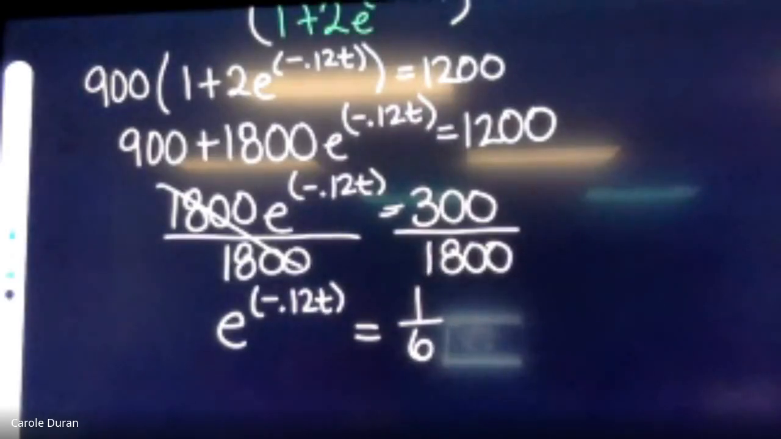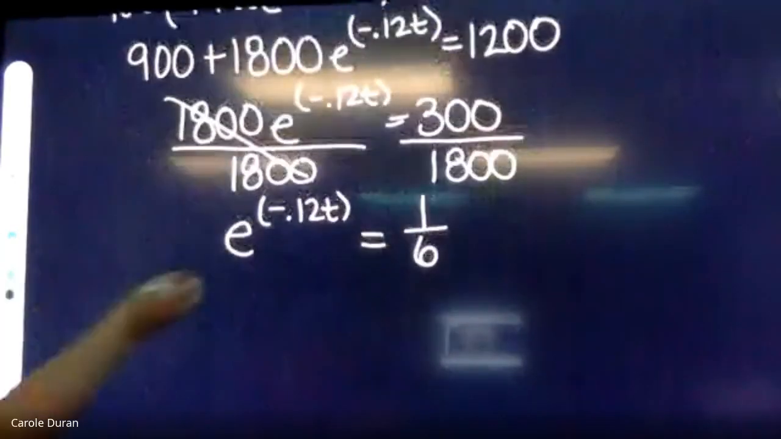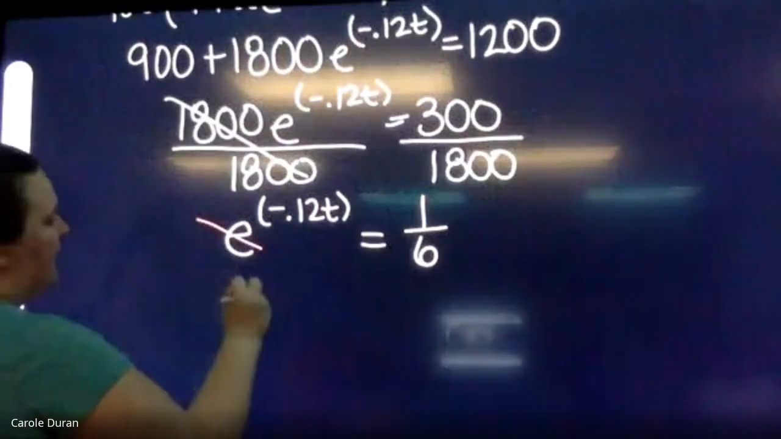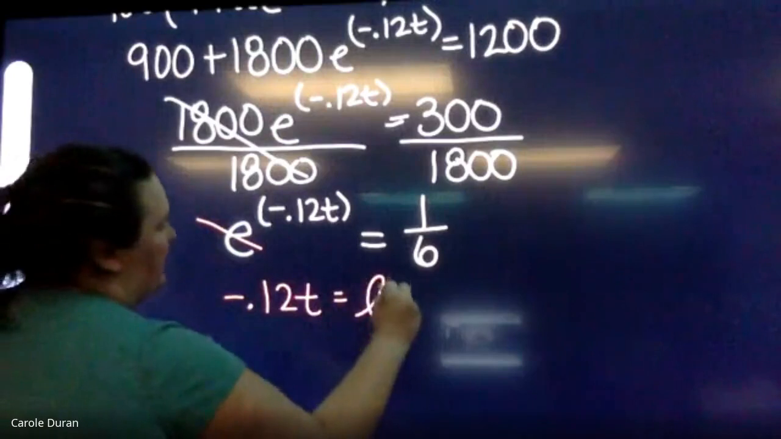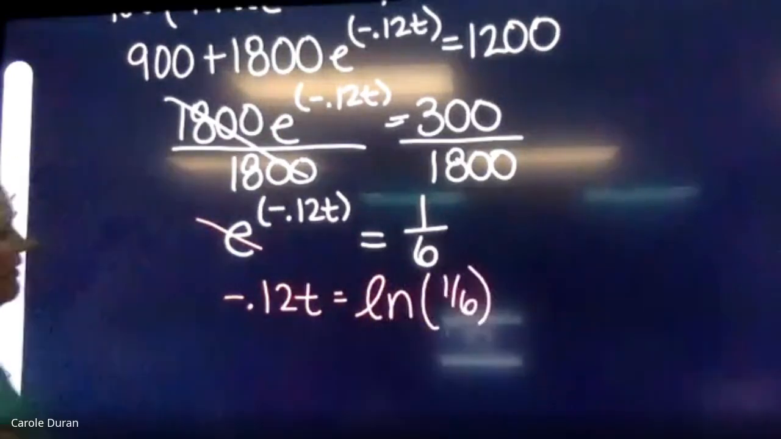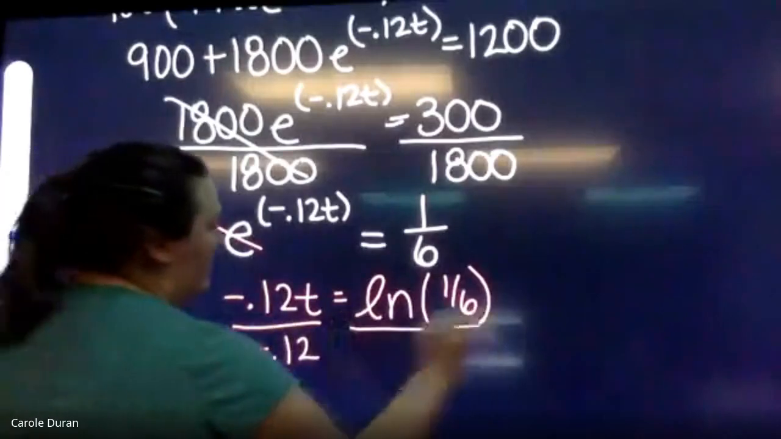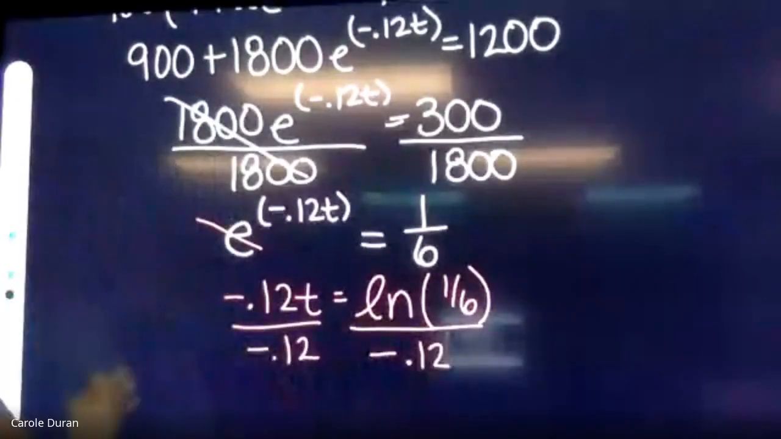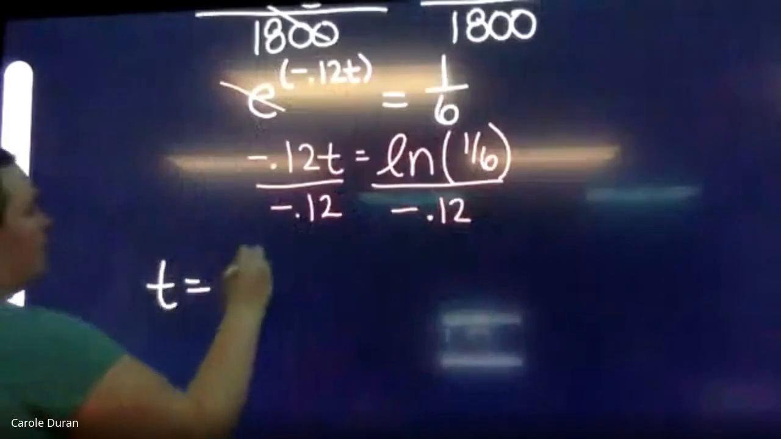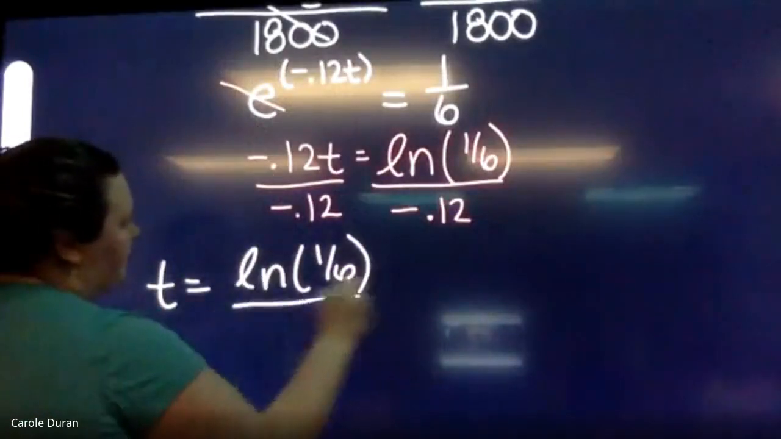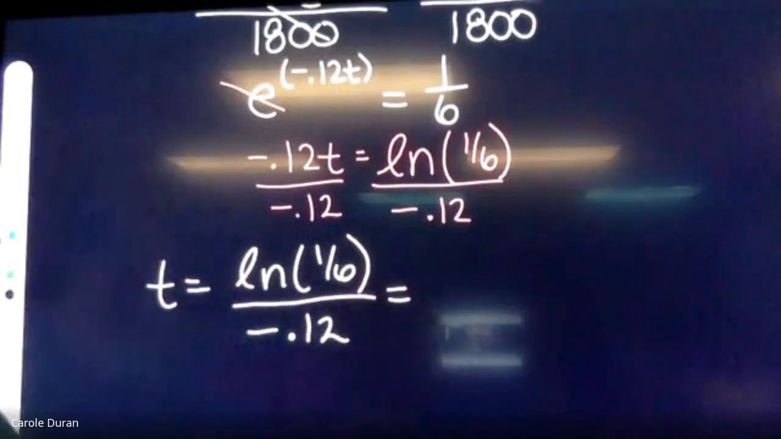And then do what? Natural log, because I have to cancel out that e. I'm going to do that to both sides. This one cancels, so it's just negative 0.12t equals the natural log of 1/6. Then divide by the negative 0.12, and then I can put it into my calculator. So t is going to equal the natural log of 1/6, all divided by negative 0.12. I want the decimal first, and then we will round.